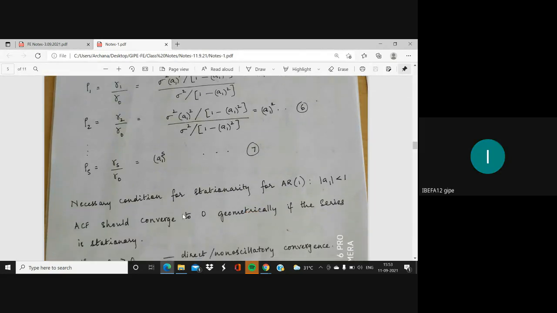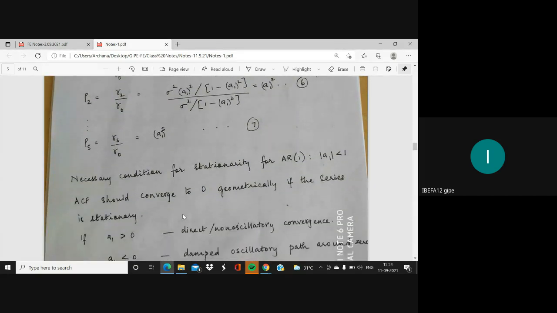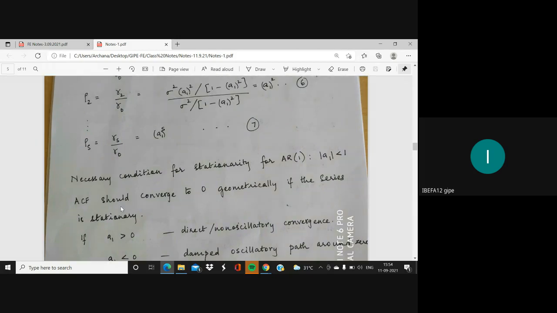Now, a necessary condition for stationarity for AR1, which we already saw, is that the absolute value of A1 has to be less than 1. Only in that case will you get a constant and finite mean and variance and so on. So the ACF should converge to 0 geometrically if the series is stationary.